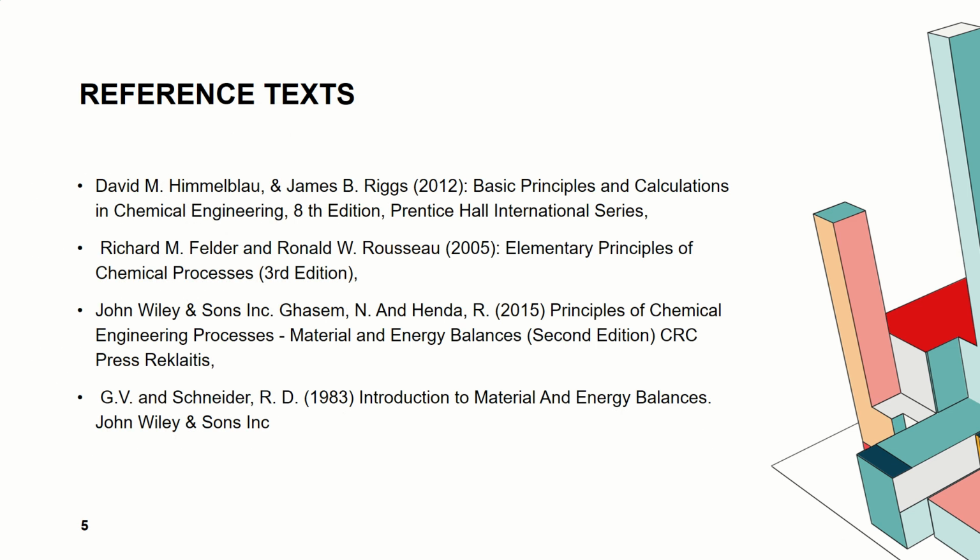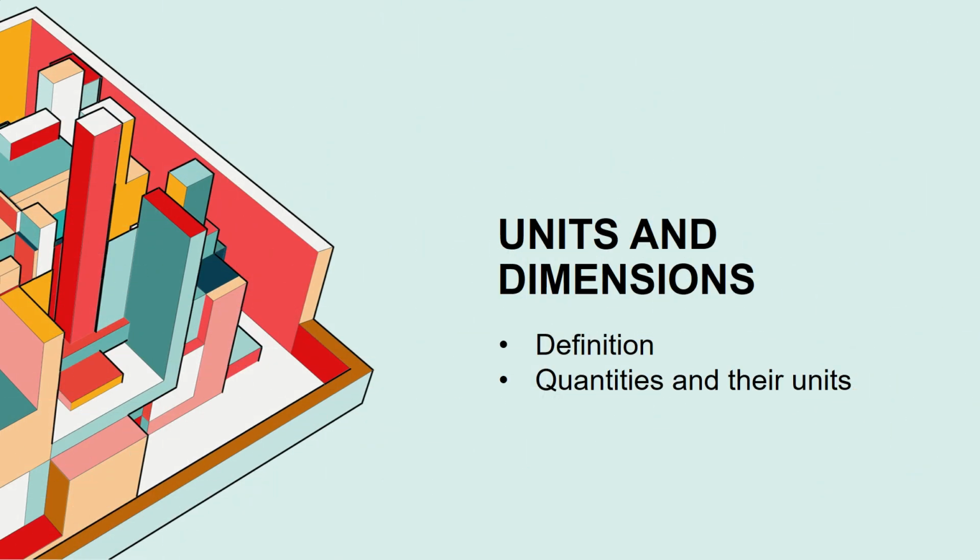Now, reference texts. These are some places that we've taken our texts from. You can look at them and then do further research on what we are going to present to you. Now, let's look at units and dimensions. First, we are going to look at the definition, and secondly, we look at the quantities and their units. This is so basic, right? But let's zoom into it.